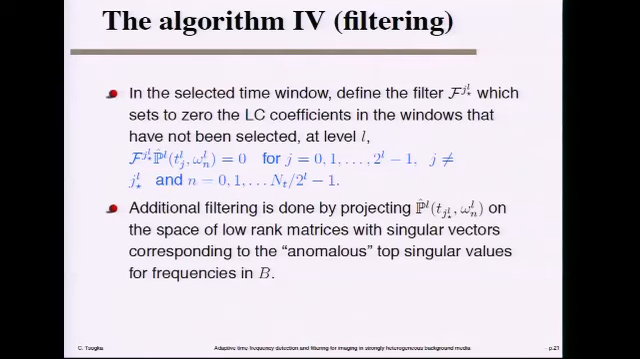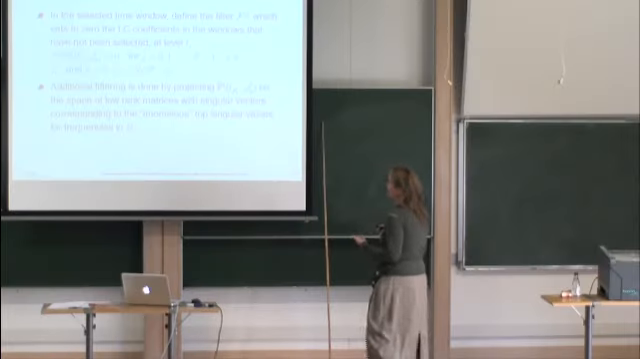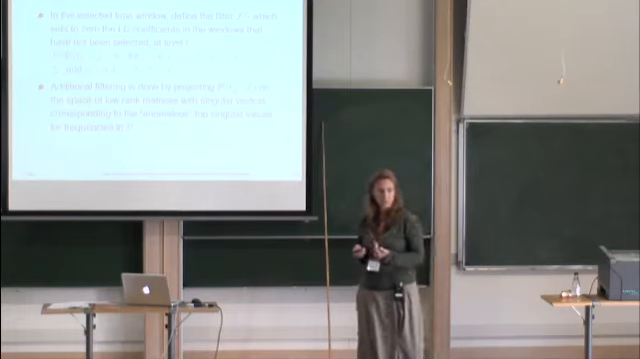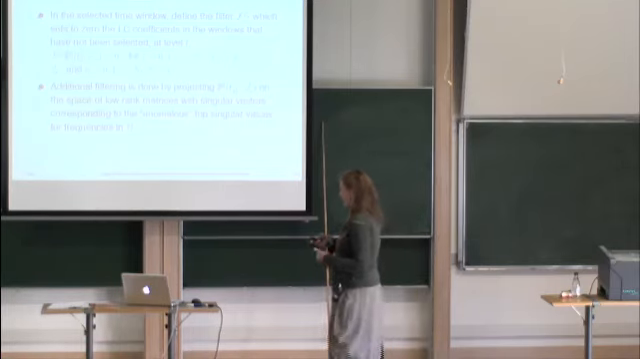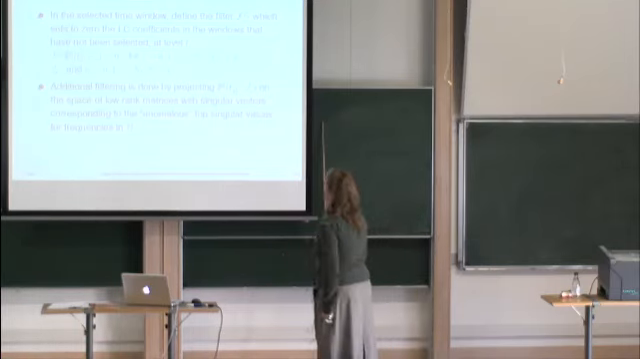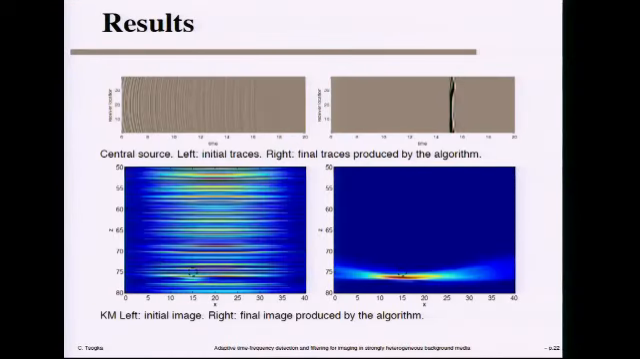And we do an additional filtering which says, okay, you detected this window based on the fact that there was one singular value or two or some singular values that had some peculiar behavior. So project the data onto the space that is generated by the singular vectors that correspond to these singular values, right? Because this is what permits you to detect the object. Okay, so this is the second part of the filter.